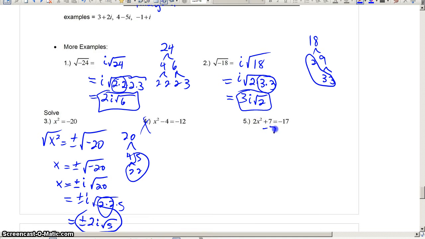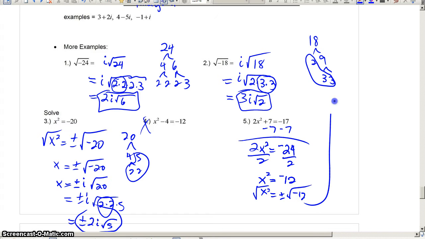Get x squared alone, minus a 7. As you subtract a 7, negative 17 minus 7 is negative 24. Divide by a 2. You'll have x squared equals negative 12. And here we go, just like we did with number 3. Take your plus minus square root, and we will have x is equal to plus or minus the square root of negative 12.